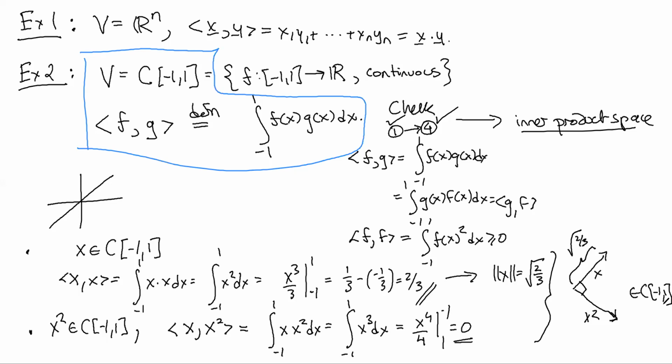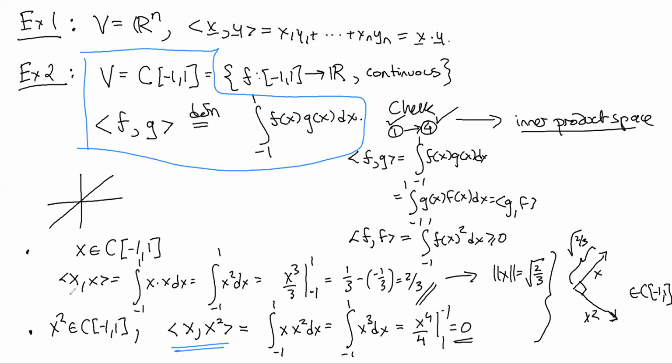Why is x squared orthogonal to x? Well, I calculated the integral, it's 0. I calculated the dot product. The inner product is 0.